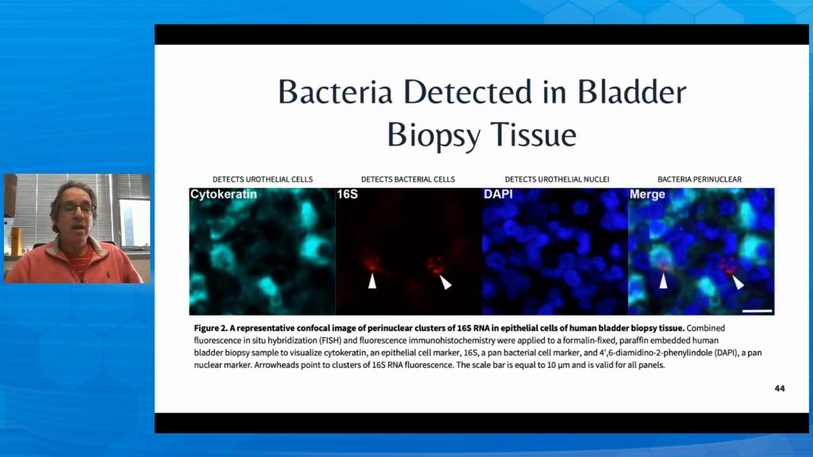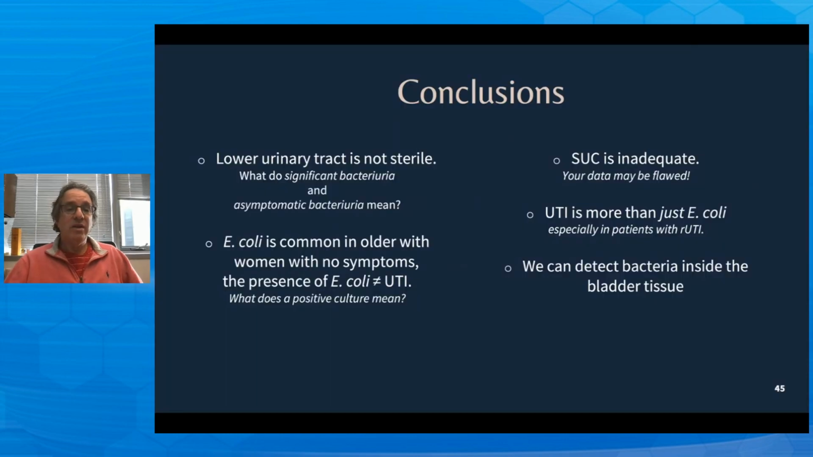Okay, so now here's the imaging. This is just one slide, one biopsy, but cytokeratin shows you where the urothelial cells are. The 16S probe is detecting 16S ribosomal RNA, and that's the red. The blue is DAPI staining, that's staining the nucleus of the urothelium, and then you merge them, and what you can see is that the bacteria seem to be surrounding the nuclei of the urothelial cells, at least in this particular biopsy. We have lots of other biopsies that give us similar results, and that paper is almost ready for submission.